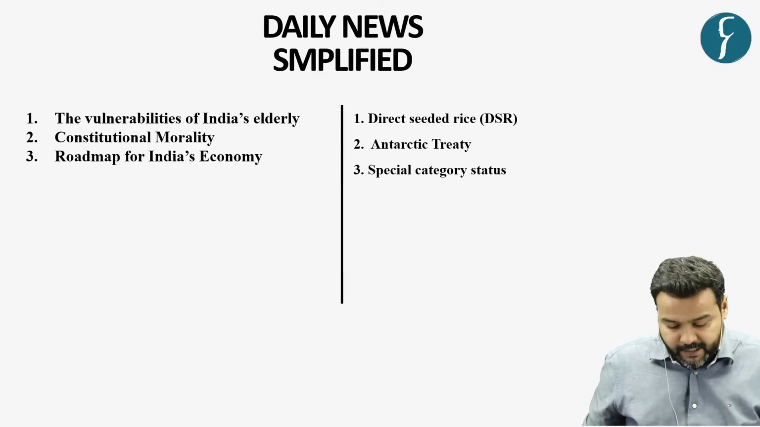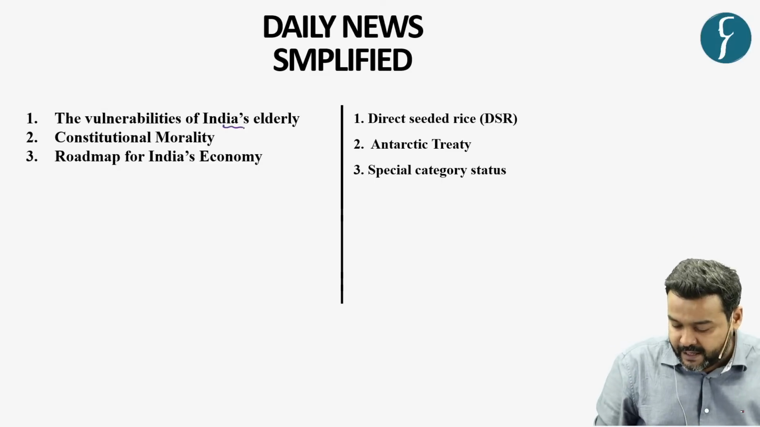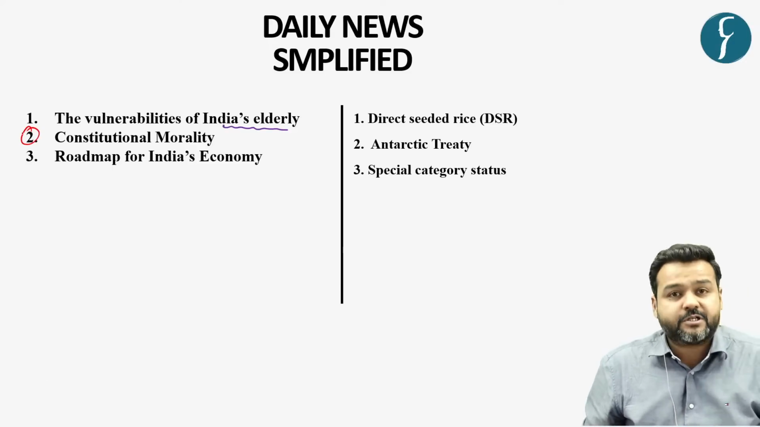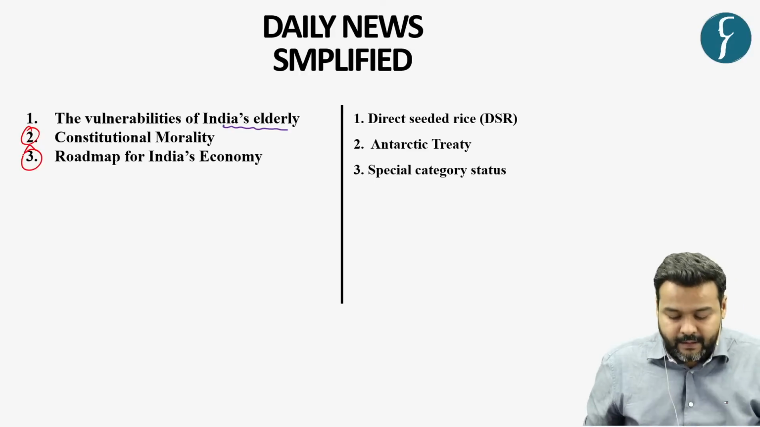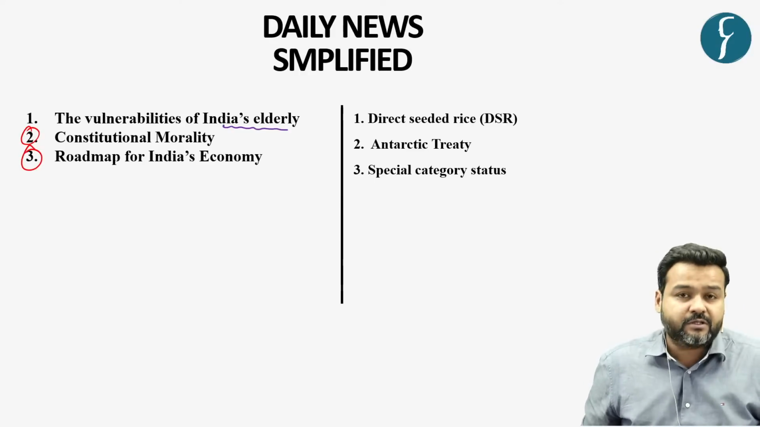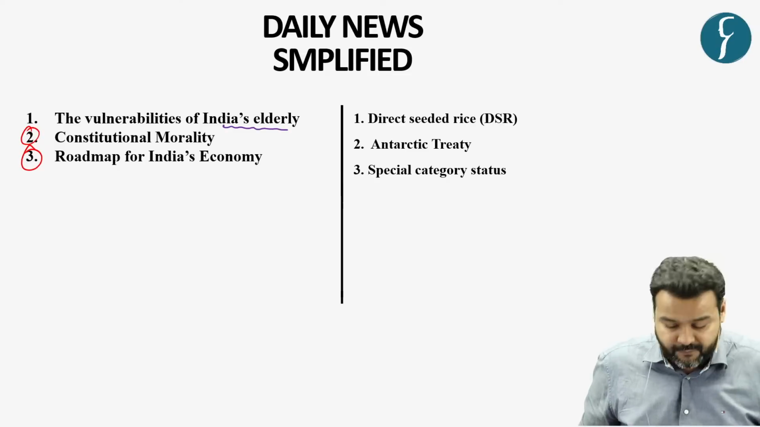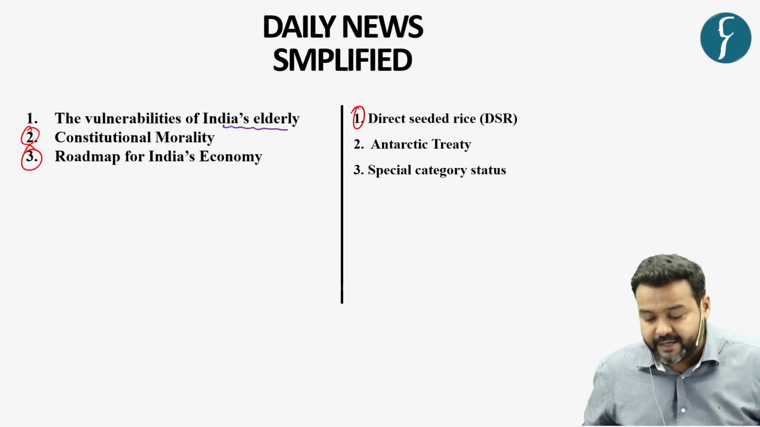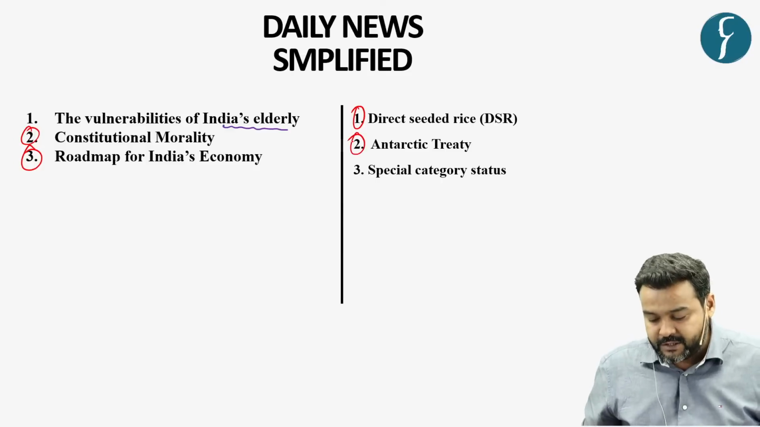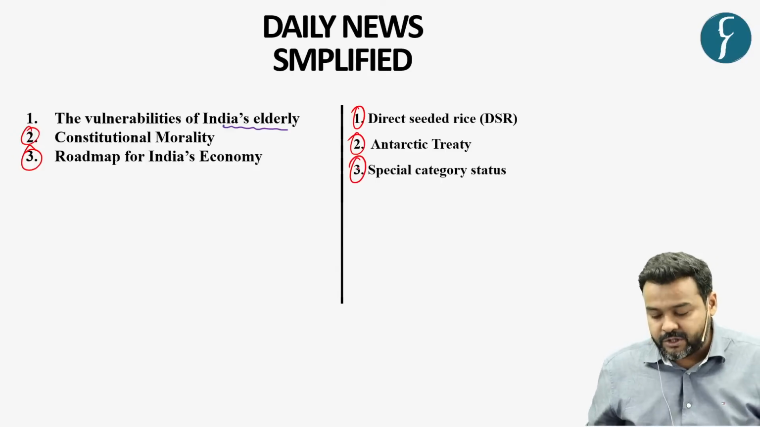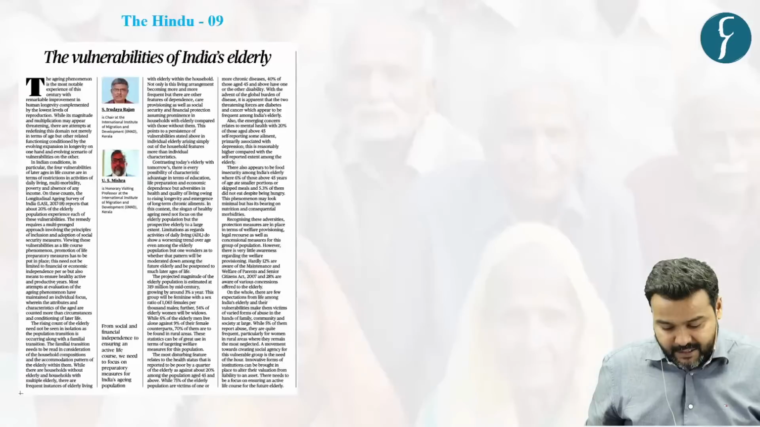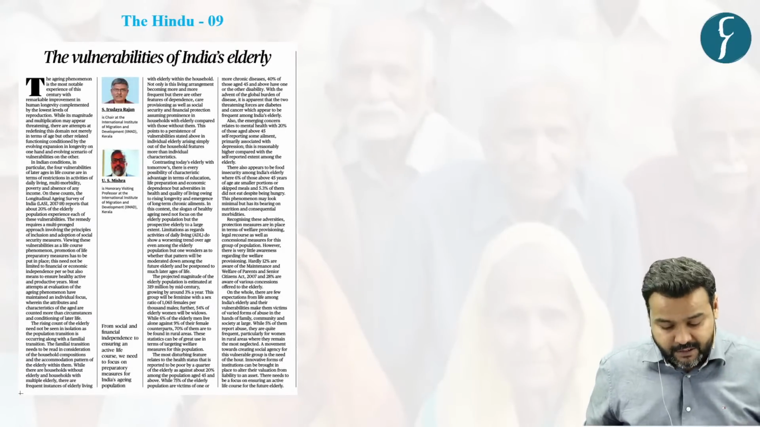So for mains perspective, we have taken up the vulnerabilities of India's elderly, the concept of constitutional morality, and an article which is based on the suggestions related to what should be the roadmap for India's economy. For prelims perspective, we have taken up the direct seeded rice DSR, a question based on Antarctic Treaty, and a question based on a special category status to the states. So let us begin our discussion with the first article of today's session, that is the vulnerabilities of India's elderly.